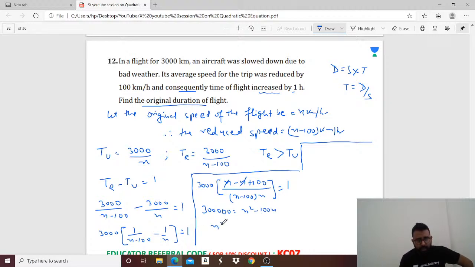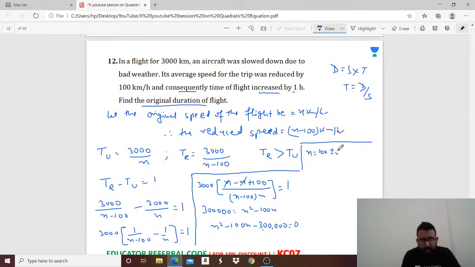So x square minus 100x minus 3 lakhs, so 3 followed by 5 zeros, is equal to 0. Now this quadratic equation has to be solved completely. And to solve this quadratic equation, it is better to use the D method, otherwise it will become difficult.